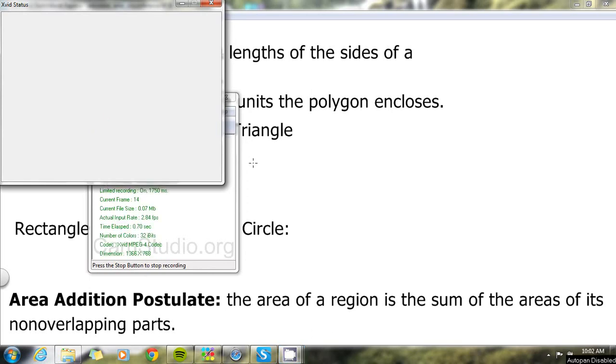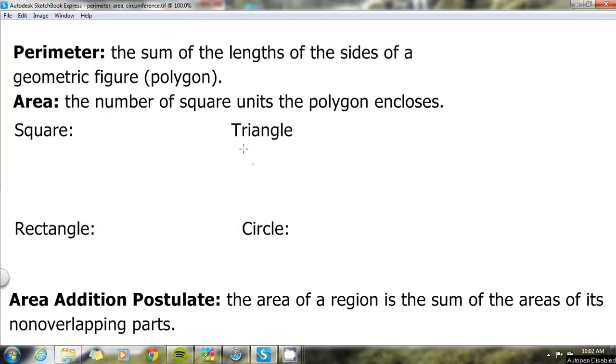We're going to look at perimeter, area, and circumference. Perimeter is where you add all the lengths of the sides of any figure. So we've got it written as the sum of the lengths of the sides of a polygon. Remember, a polygon is a closed geometric figure.